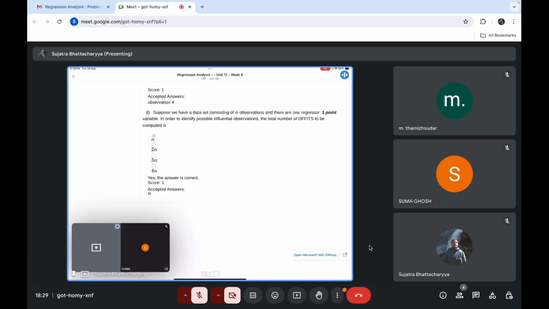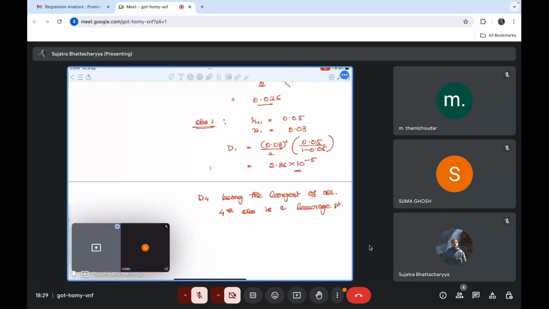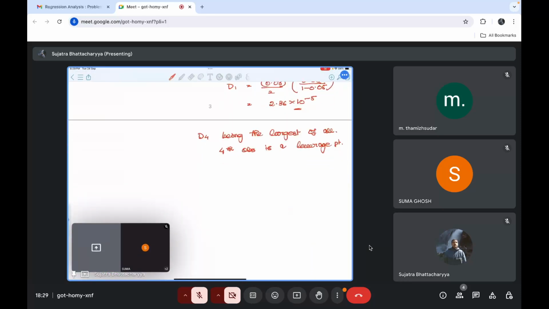Okay. So what is DFFITS? Just let me write the formula, and then you will be easily able to understand what will be the number of DFFITS values. Okay. Just a minute. Yes. So let's go to the 8th. So DFFIT, right? DFFITS, we have discussed it in the last class.